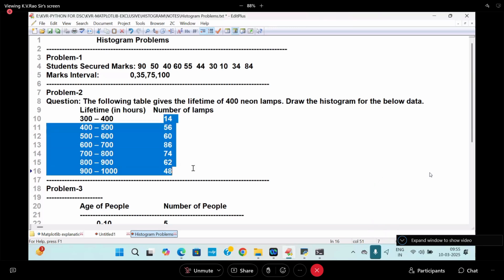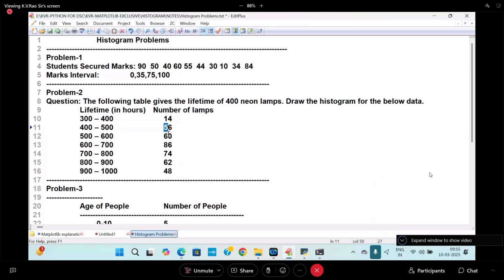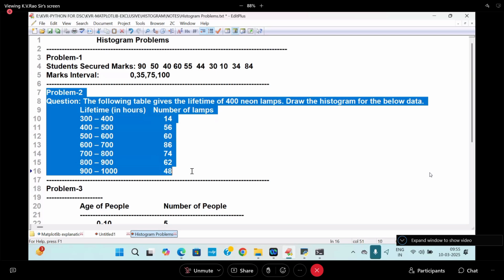If I take these entire values and add them, it will be 400 only. And actually, they are giving the frequency directly. Actually, how will they give 300 to 400, how many values should come? 14 values should come. How will the actual data be generated for this problem? I want to go for it.